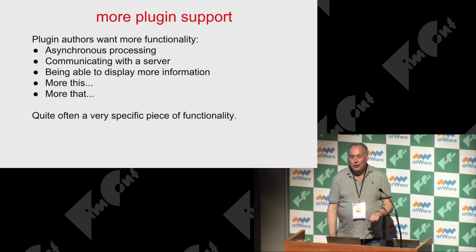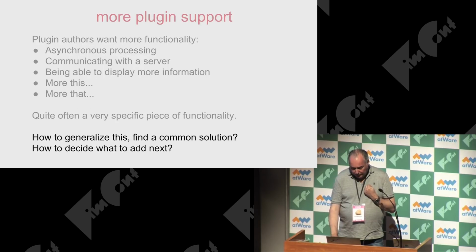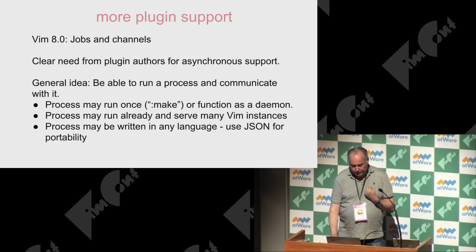If you look around, people ask for just anything. Of course, the job channel thing was one thing that stood out and got included in Vim 8. But they ask for just any little thing. And for me, it's very hard to say if it's something that a lot of people want, or maybe there's just one person that will actually want to use it. So I have to be careful about what to include next, and find a common, generic solution.